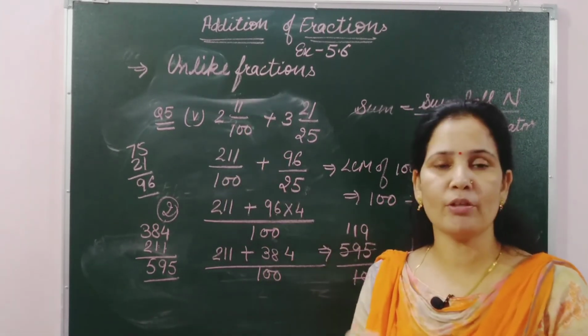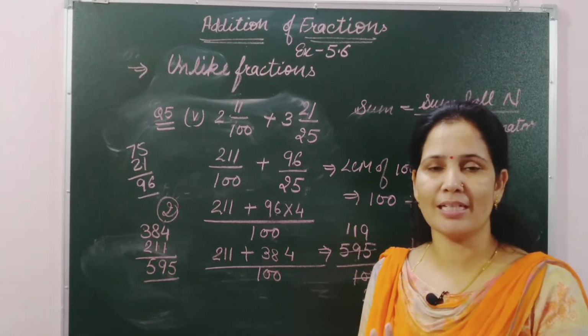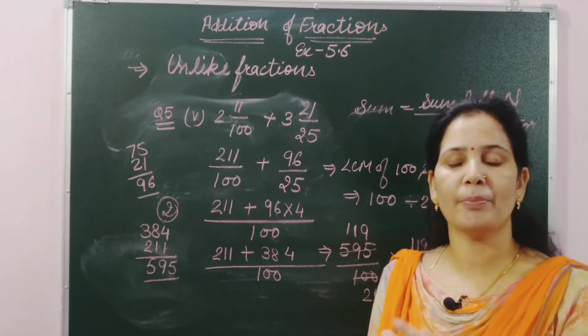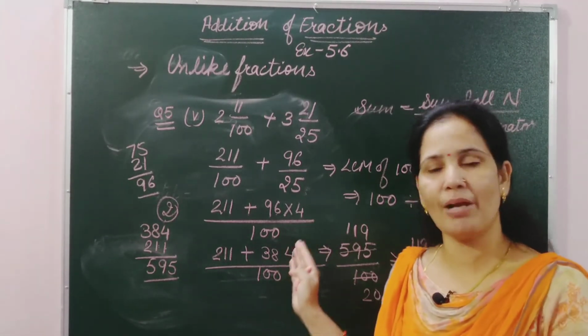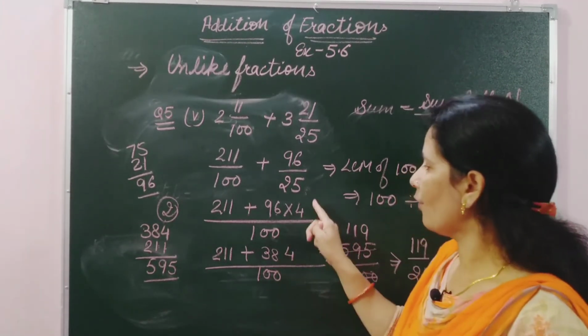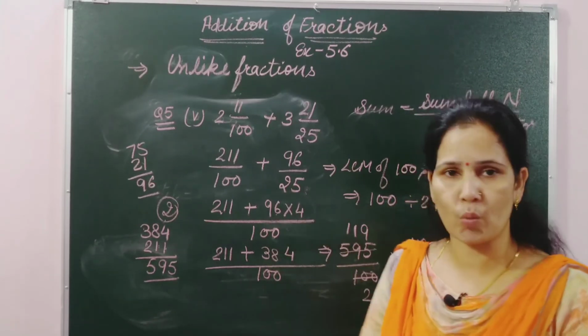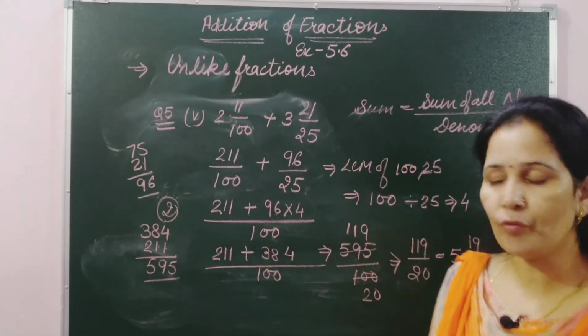This happens because whenever I check the answer sheets, most of the students are repeating this mistake. They know very well how to convert to the LCM, everything they have done clearly, but afterward they forget to convert the numerator also. So don't forget this one.